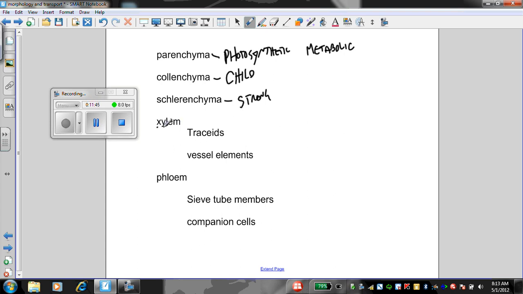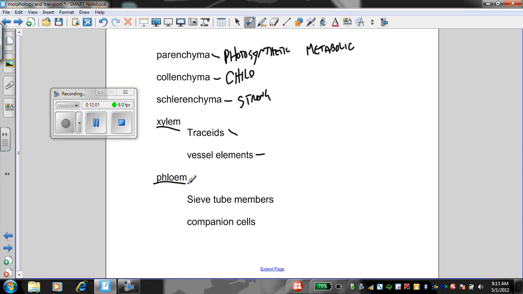Xylem, transportation, vascular tissue. We've got the tracheids and the vessel elements. Remember, tracheids and vessel elements are both dead at maturity. They're going to be transporting water mainly. Tracheids are going to be a little bit larger. Vessel elements are going to be shorter and fatter.